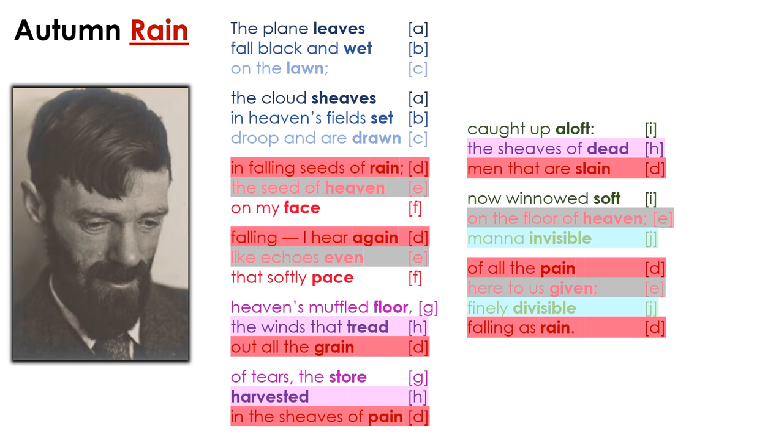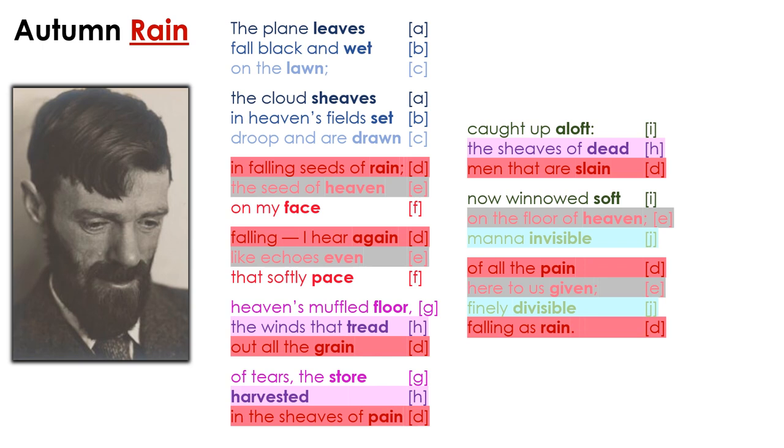So the poem starts off with an ABC, ABC rhyme scheme. So the plain leaves fall black and wet on the lawn, the cloud sheaves in heaven's field set droop and are drawn. So leaves, sheaves, wet, set, lawn, drawn. ABC, ABC.